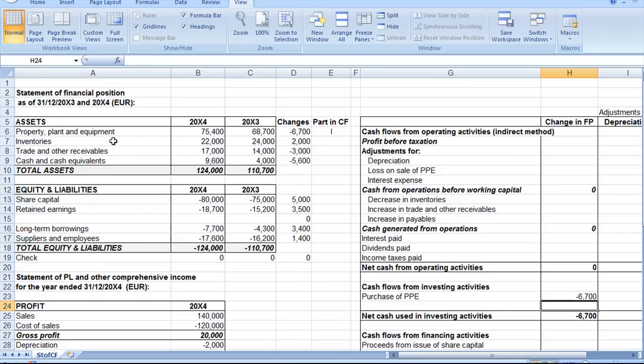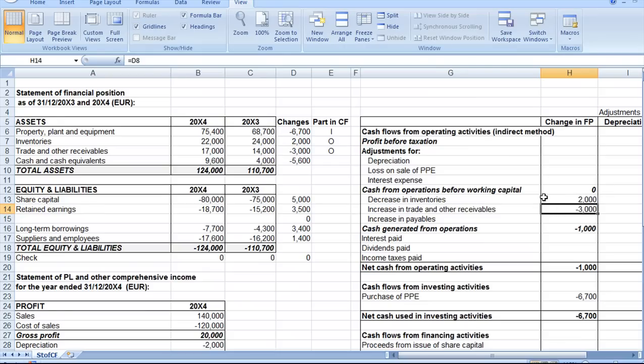Changes in inventories and trade and other receivables are typical working capital changes that enter the operating part. We put these changes here as an increase in trade and other receivables, and a decrease in inventories. Just watch out for your signs.